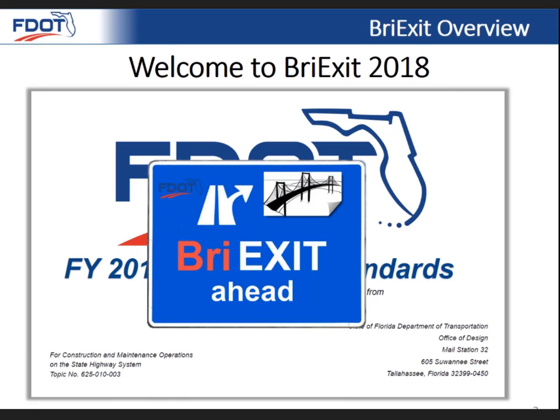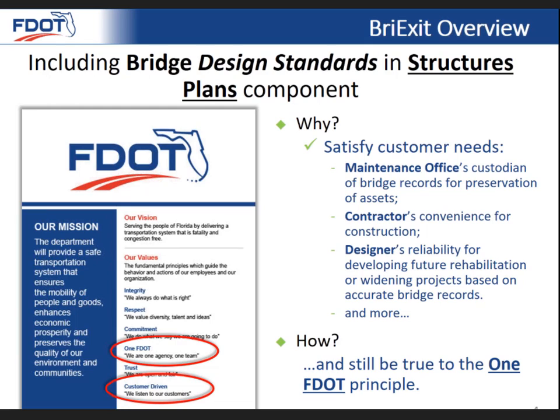So we affectionately term the movement of the structures plans, standard plans to the contract plans as Brexit, bridge exit. And it just makes it easier to talk about it quickly rather than standard plans to structures plans. And with all the other changes to the naming conventions, it's a convenient acronym. So why are we doing this?